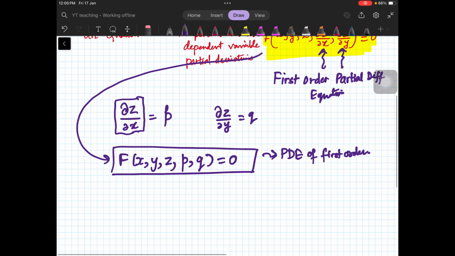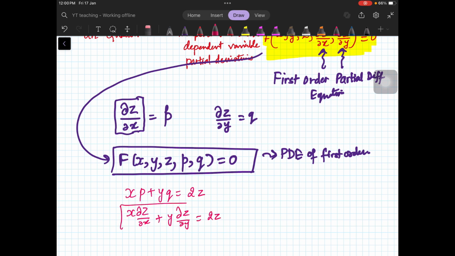For example, you can have any example. I can have x p plus y q is equal to 2z. So this is a differential equation of this form, x curly z by curly x plus y curly z by curly y equal to 2z. So an equation of this form is going to be called a partial differential equation.